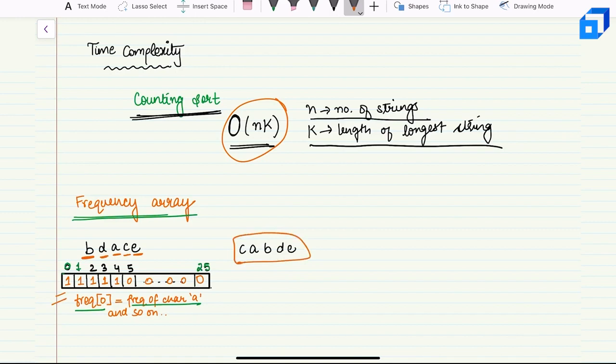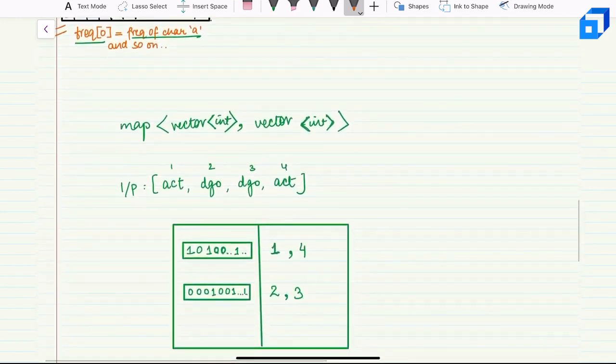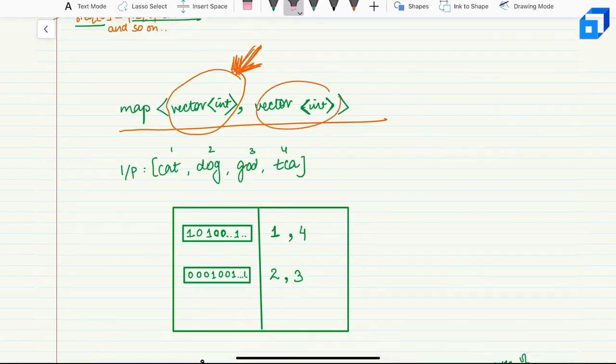And if the frequency arrays of both these strings come out to be equal, that means they are anagrams of each other, and likewise we can check this for all the strings given in the array. So for this purpose we can have a map where the key, instead of string, can be a vector of int. So here it represents the frequency array. The strings having the same frequency array will be pushed to the corresponding vector. So let's see how we will maintain this.